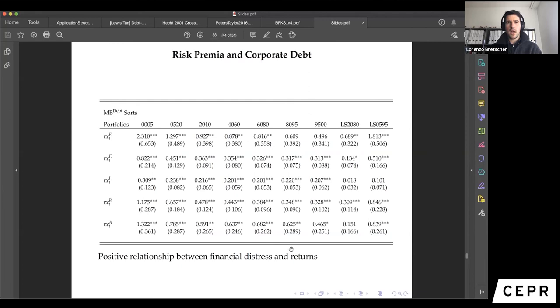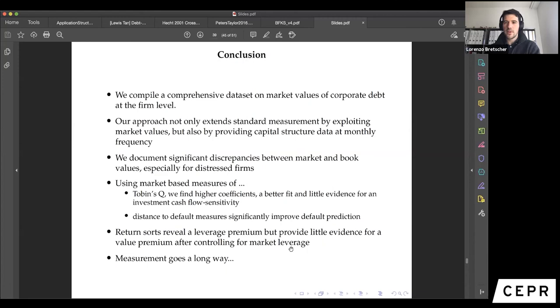We then also look at market to book debt sorts. So that's our new predictor, if you wish, of financial distress. And we find that a low market to book debt ratio, hence a low valuation of your debt vis-a-vis its book or par value, is associated with high excess equity returns. That is, excess returns are positively related to financial distress. I have 1 minute to conclude, so right on spot.